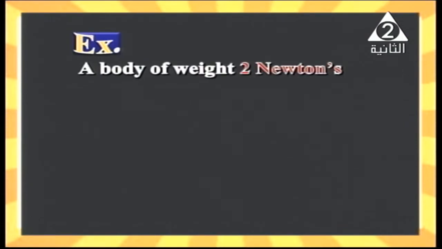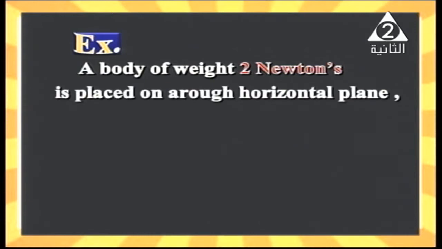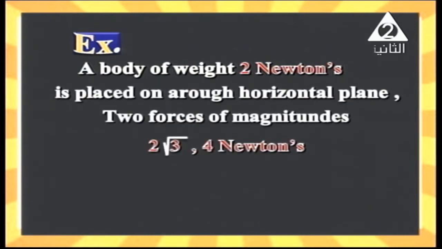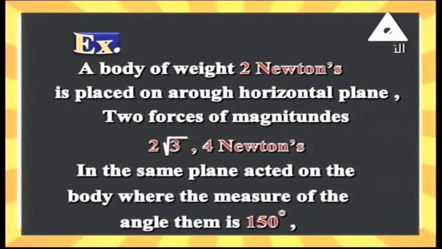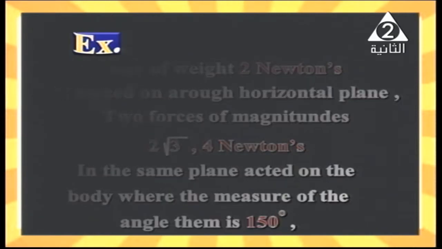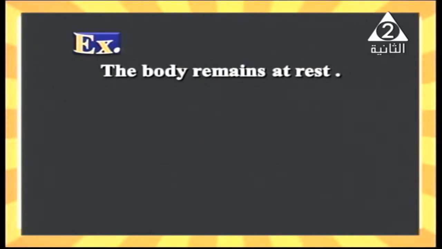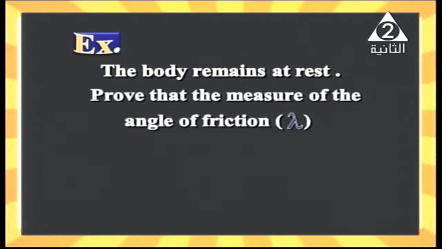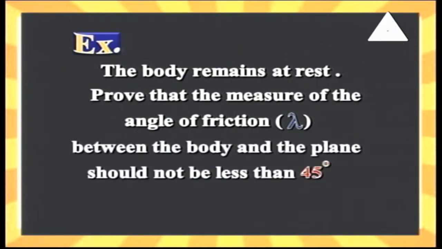My dear student, a body of weight 2 newtons is placed on a rough horizontal plane. Two forces of magnitudes 2√3 and 4 newtons in the same plane act on the body, where the measure of the angle between them is 150 degrees. The body remains at rest. Prove that the measure of the angle of friction, lambda, between the body and the plane should not be less than 45.